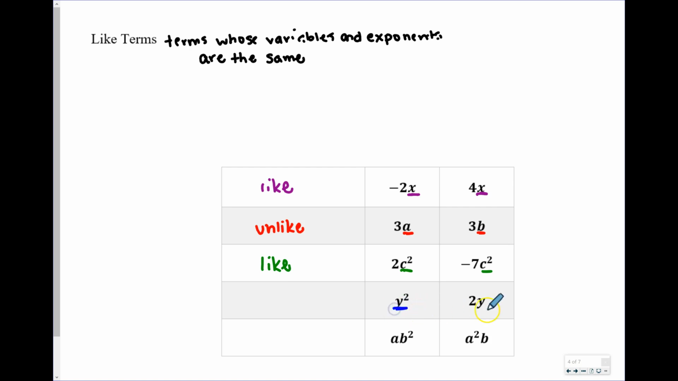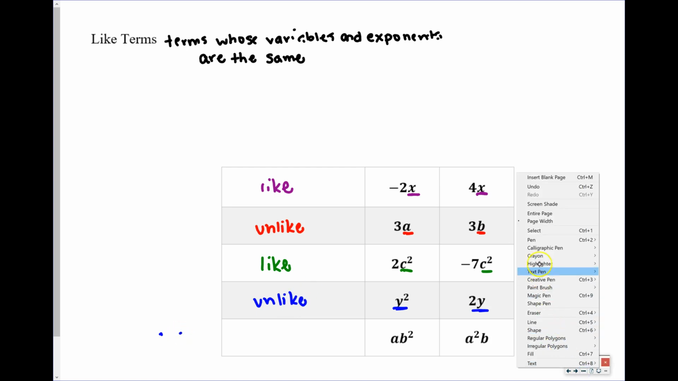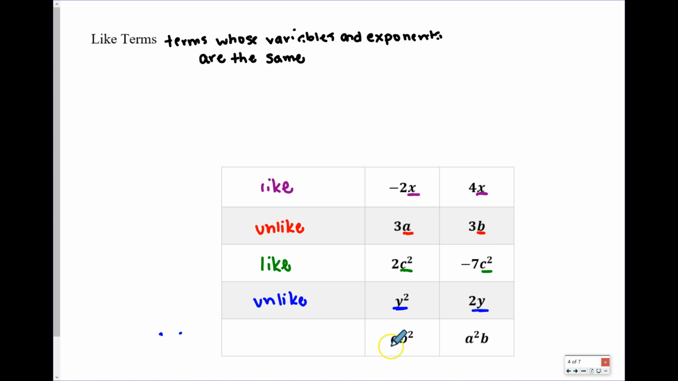Y squared and y are unlike. Even though they both have a y in them, one is squared and one is not. So they can't be the same. They have to have the same variables and the same exponents. The last one's a little bit trickier. They both have an a and an a squared and a b squared and a b. But because the a in this one and an a squared in this one are different, they have to be unlike. You can't have an a squared and an a in two terms and they be alike. Even though they both have a and b, they have to have the same variables.